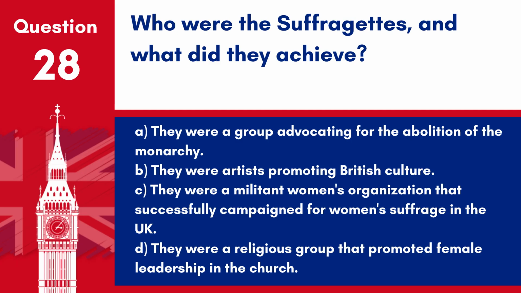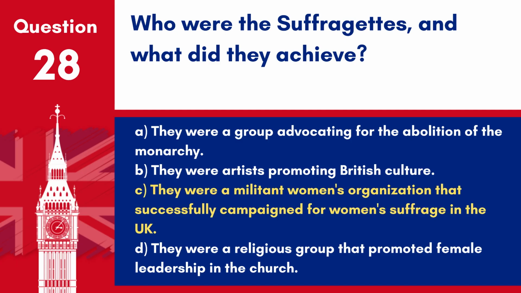A. They were a group advocating for the abolition of the monarchy. B. They were artists promoting British culture. C. They were a militant women's organisation that successfully campaigned for women's suffrage in the UK. D. They were a religious group that promoted female leadership in the church.